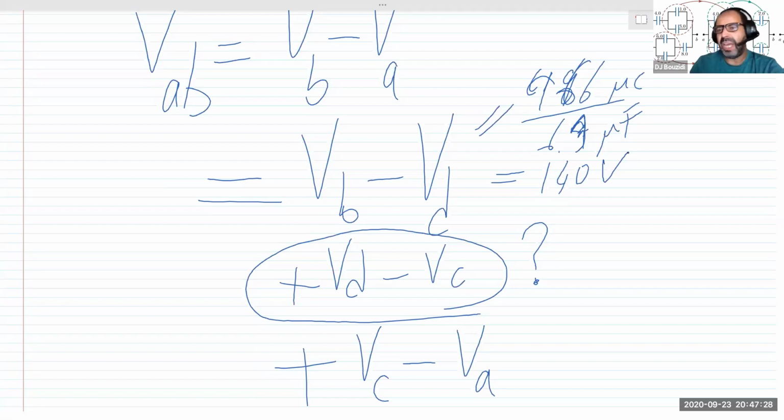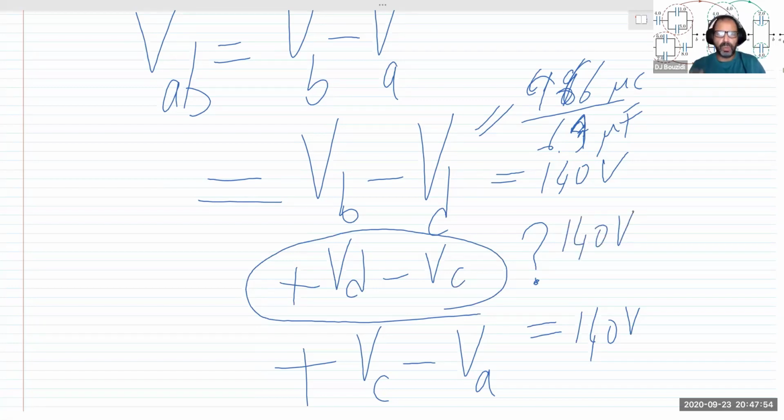This one also must be 140 volts because they are the same thing: the same capacitance, which is C1 also, and the same charge. So this also should be 140 volts. So I'm left with the middle one, which should also be 140 volts, because 420 minus 280 is 140 also.